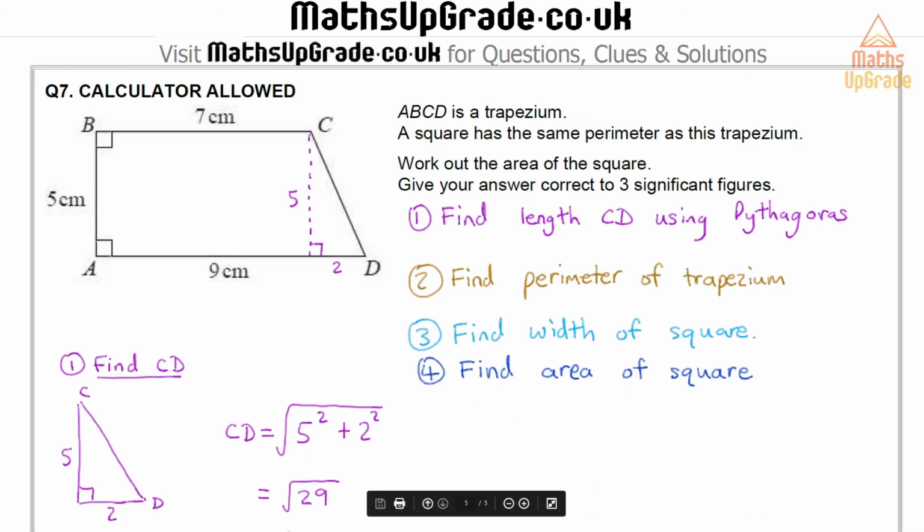Question 7, I'm given a trapezium ABCD, and I'm given some of the sides. So I'm given 7 centimeters, 5 centimeters, 9 centimeters. I'm not given the length of this side here.